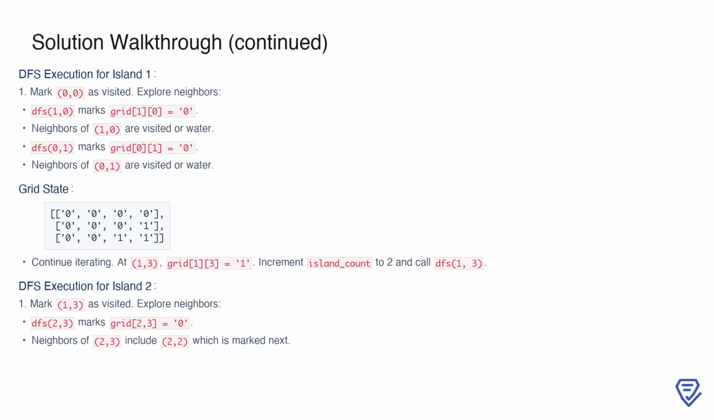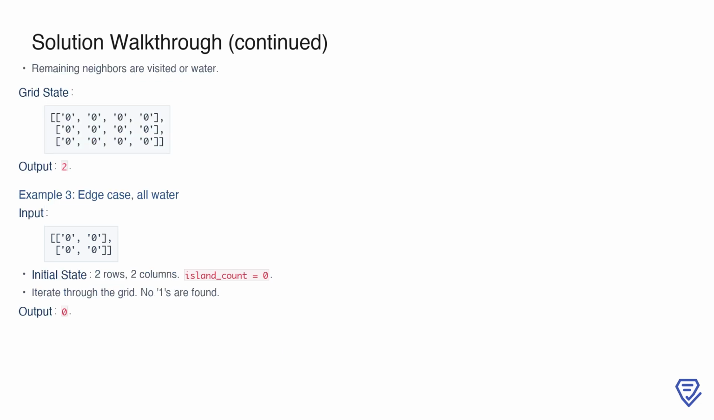Moving downward, DFS(2,3) marks (2,3) as visited, and its neighbors are explored. Among them, (2,2) is another 1, so it is marked next. After marking (2,2) as visited, the remaining neighbors for this island are either water, visited, or out of bounds. At this point, the grid has been fully traversed, and all cells have been marked as 0. The final grid state is entirely water, represented as a grid of all zeros. The total number of islands found in this example is 2, so the output is 2.